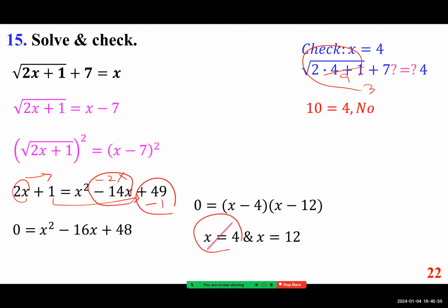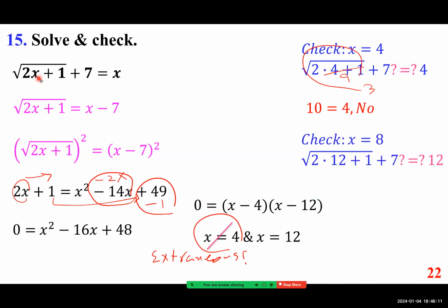The terminology is it's not working. It's known as an extraneous solution because it's not working. We just found it in the process. Let's plug in number 12 here, everybody. So what happens? 2 times 12 is 24 plus 1 is 25. So this is 25. Comes out as 5. Is 5 plus 7 12? The answer is yes. It works. We are done.